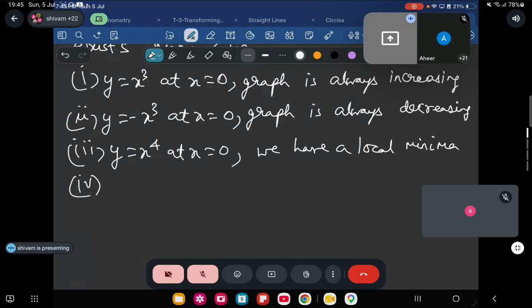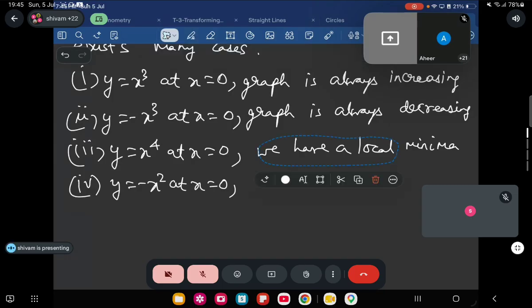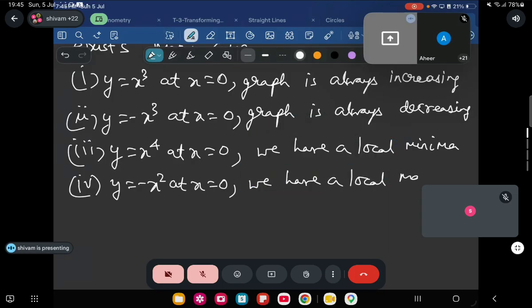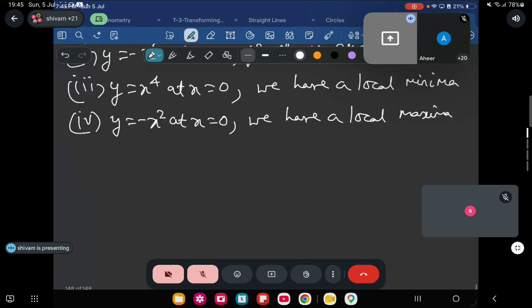Number 4. y equal to minus x to the power 4 at x equal to 0 will get a local maxima. Tell me, anyone having any doubt, you can ask me. Okay, next.